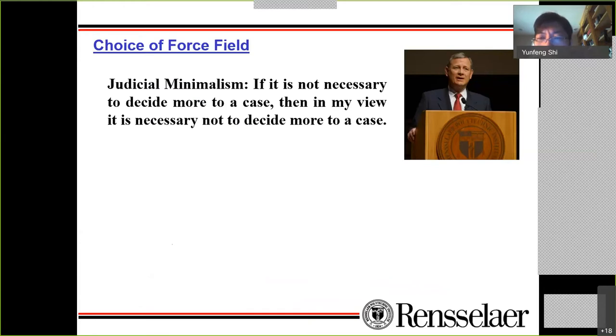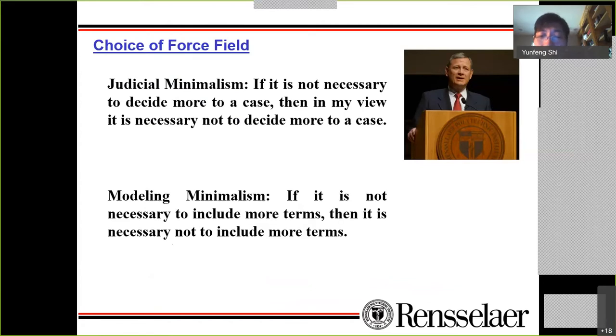So basically the key thing I want to modify is that what he said is that if it is not necessary to rule more, then it is necessary not to rule more, right? So in the case of a choice of a force field, I would say that if it is not necessary to include more terms, then it is necessary not to include more terms. So this is my modeling minimalism. If, let's say, a torsional term is not necessary to include, I would not include it. I have to exclude it. Make sense?